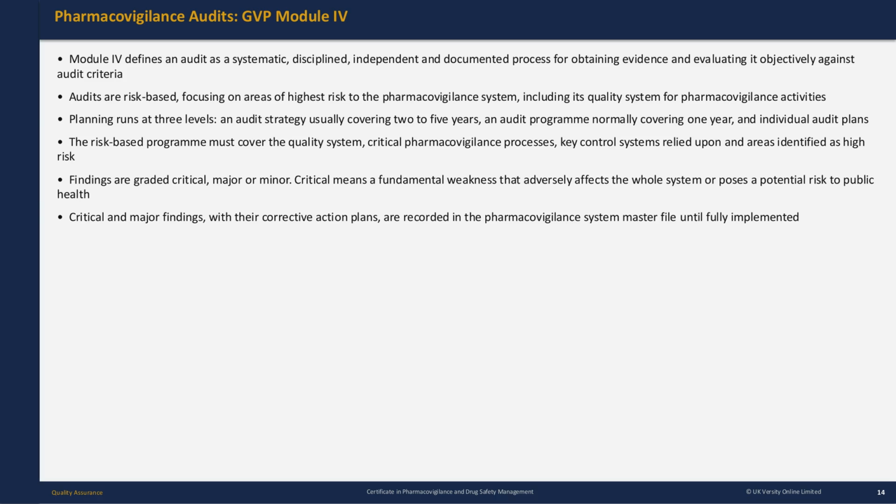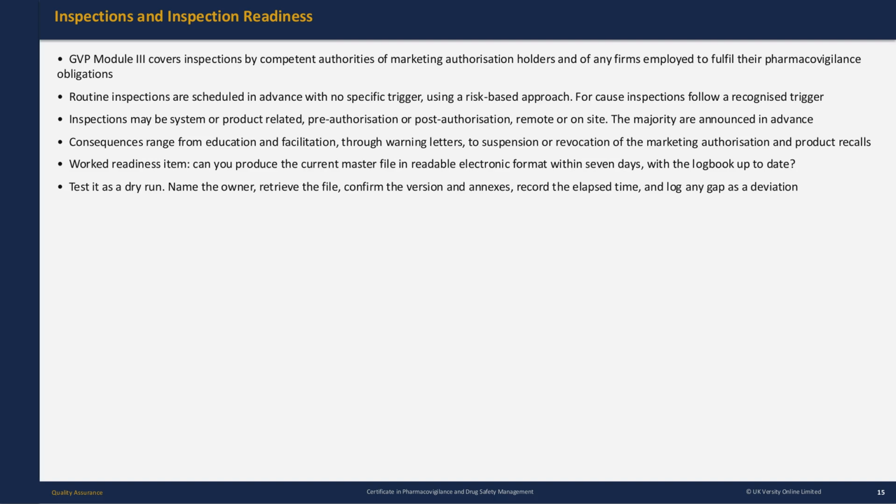Planning runs at 3 levels: an audit strategy usually covering 2 to 5 years, an audit program normally covering 1 year, and individual audit plans. The risk-based program must cover the quality system, critical pharmacovigilance processes, key control systems relied upon, and areas identified as high risk. Inspections and inspection readiness.